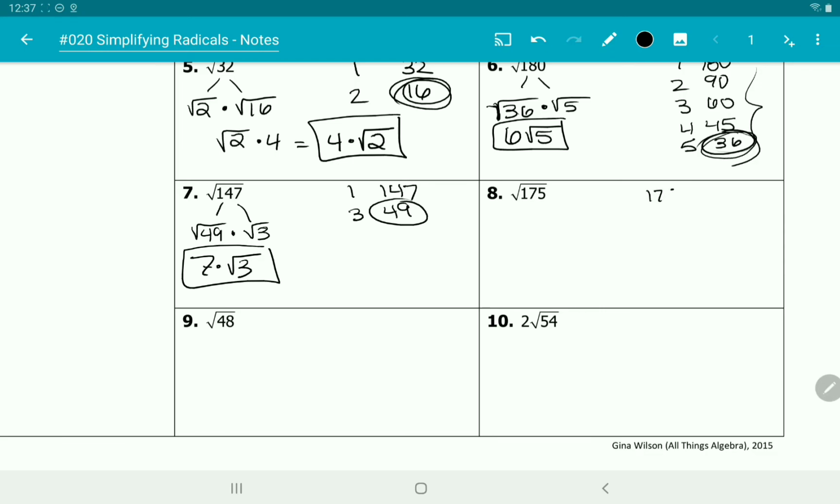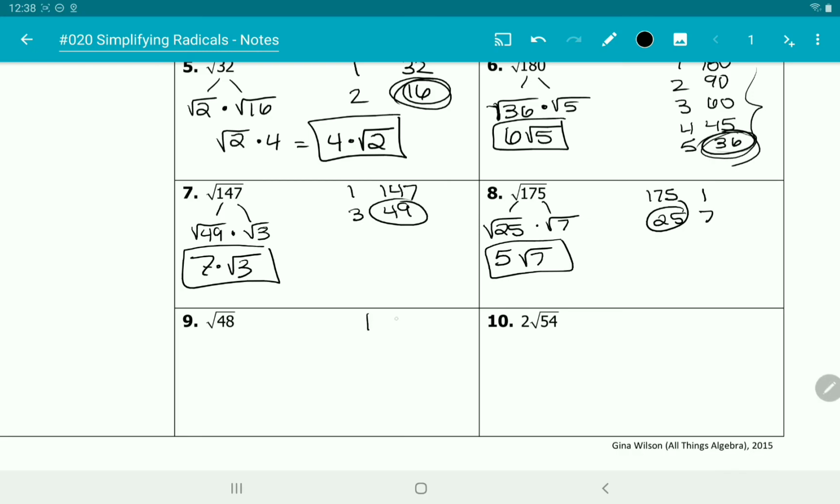175, we have 175 times 1, and then we have 25 times 7. 25 is a perfect square. So we're going to split this up into square root of 25 times square root of 7. Square root of 25 is 5, and we're going to leave the square root of 7 underneath the square root. So just leave it how it is.